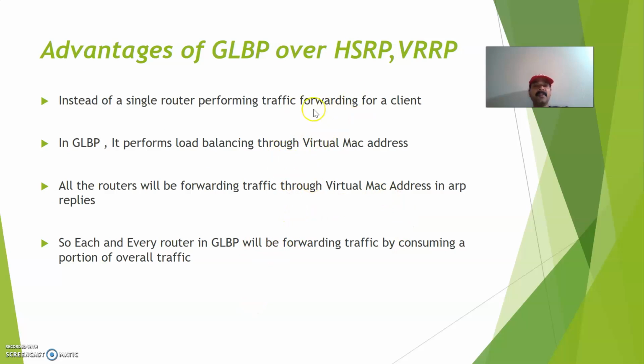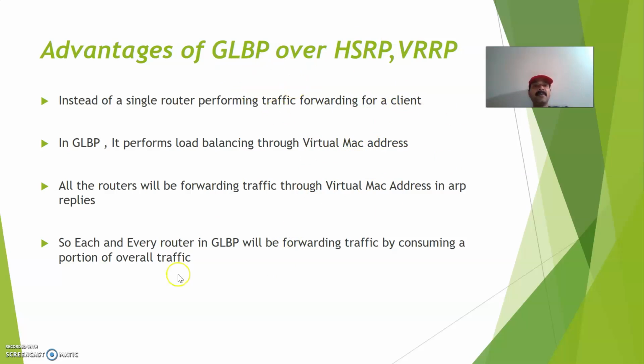Whenever the active goes down, the standby will take over the active role. That is the case with HSRP, but in case of VRRP, only the master router takes the active role. Whenever the master goes down, the backup router will take over the active role. So only a single router will always be forwarding the traffic.